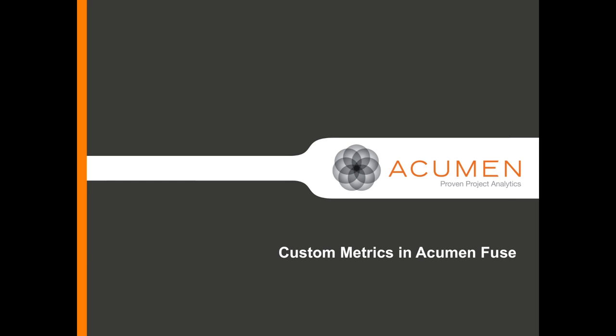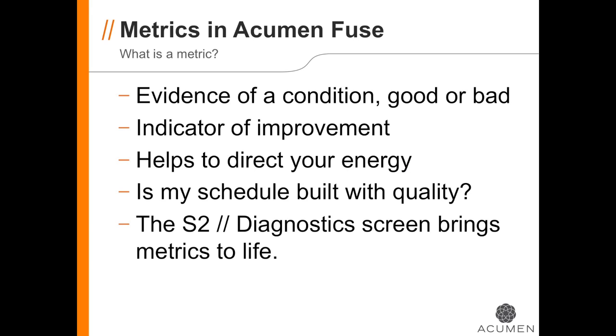A few guiding concepts will set you on your way to measuring anything you would like from your schedules. What is a metric? In short, it's any criteria you wish to use to evaluate your schedule. In Fuse, you have access to virtually all of your schedule and cost data. You can use metrics to check for conditions within that data, ranging from simple metrics like missing logic to more advanced concepts like earned value and earned schedule.